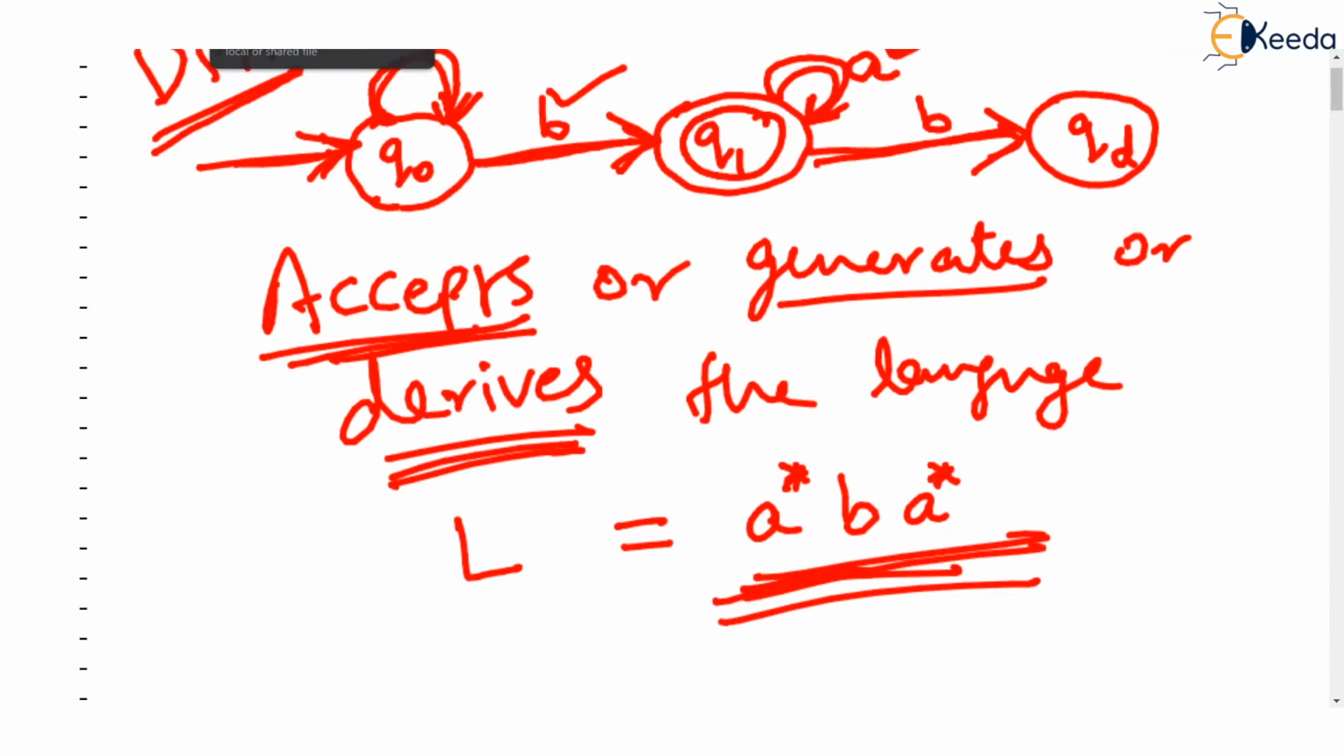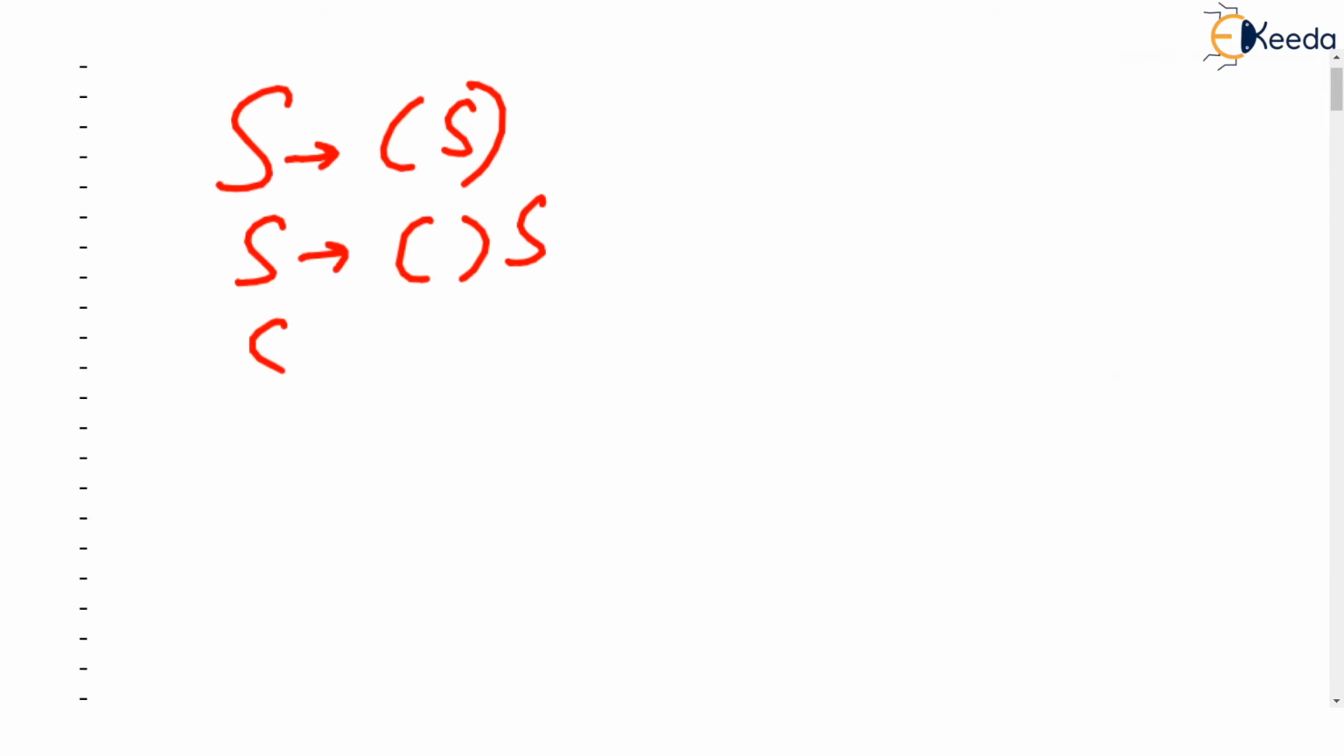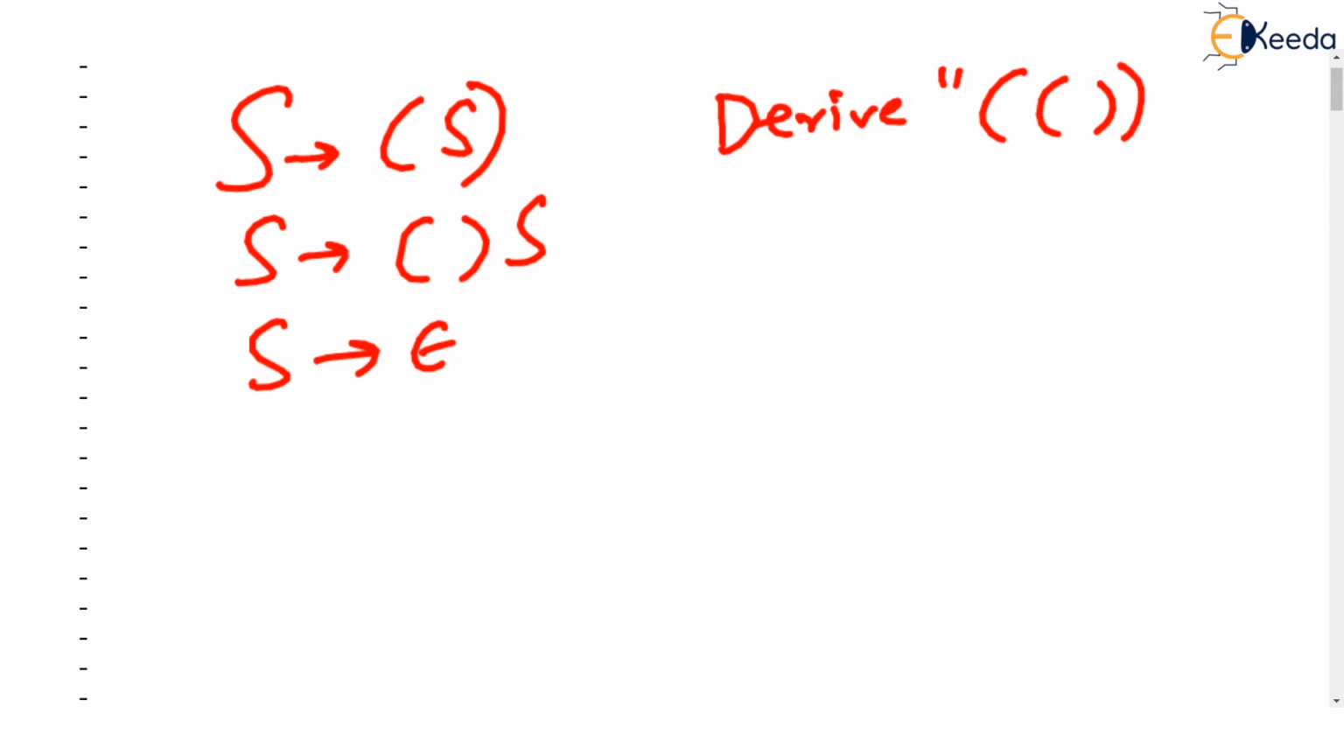So what if you are asked to derive, let's say, I'll take an empty slate. Here we go. Given this grammar, S derives (S), S derives ()S, and S derives epsilon. And what if you are asked to derive this string? This is the string you are asked to derive.